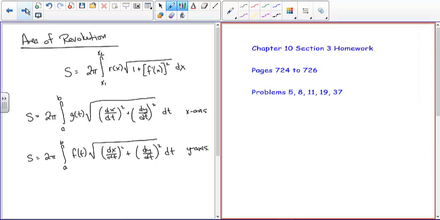Okay, so there's your homework for section 3. So what is today? These are all due at the exam. Anything I assign after today, you can turn in at the exam.